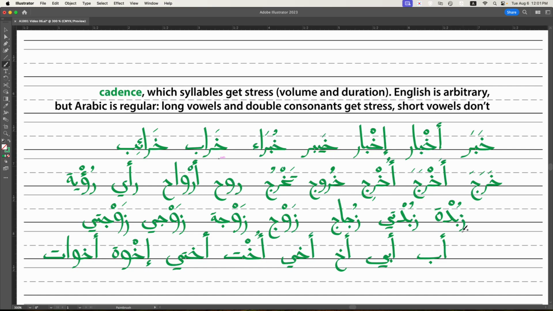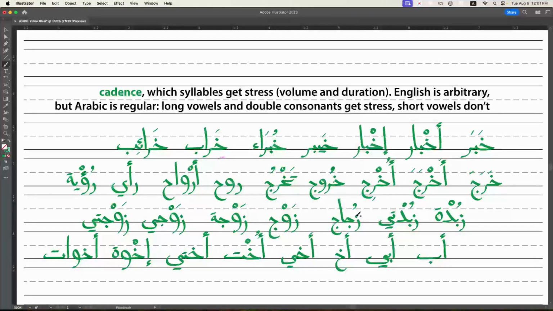All right. Here's zubda. So here's your zay with the dot on top. Zubda means butter, like butter on bread. And zubdati, now I've changed ta marbuta to regular ta, and I've made it my butter. Don't touch my butter.